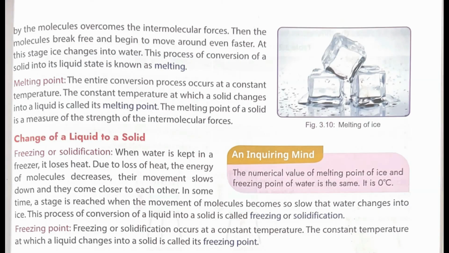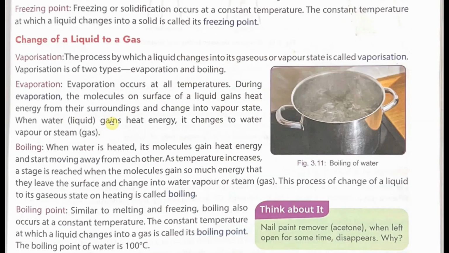Now, you must know that the numerical value of melting point of ice and freezing point of water is the same. It is 0 degree centigrade. Freezing point. Freezing or solidification occurs at a constant temperature. The constant temperature at which a liquid changes into a solid is called its freezing point.